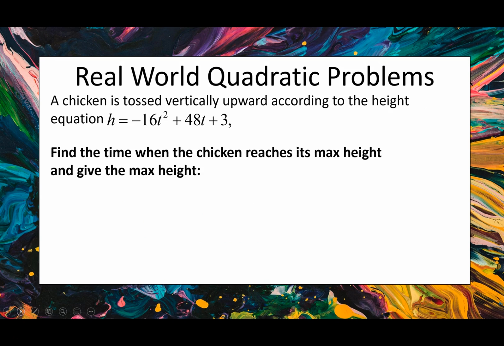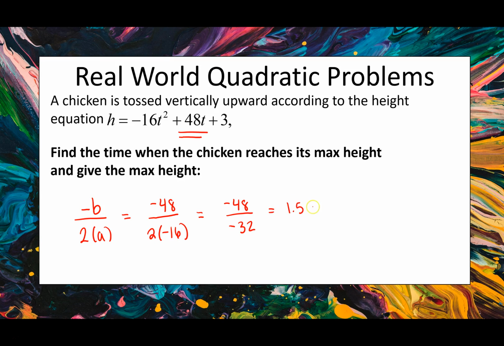All right, last question here. Find the time when the chicken reaches its max height and give the max height. So we're going to start with this negative b, or opposite b over 2 times a. So that's going to be the opposite of b is a negative 48 divided by 2 times negative 16. So that gives us a negative 48 over negative 32. And that negative over negative is going to give us a positive, and this is going to be 1.5 seconds. So this is the time when the chicken reaches its max height.